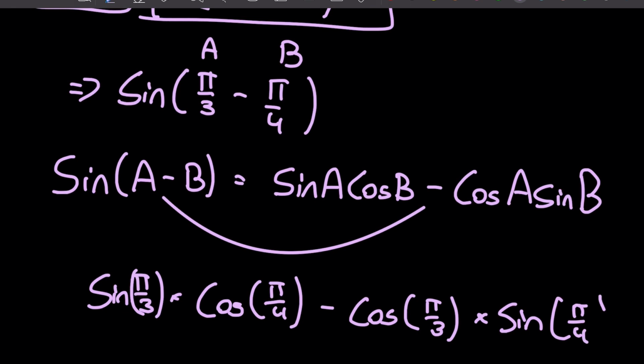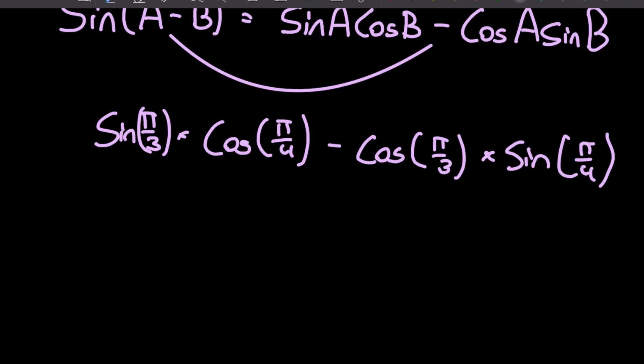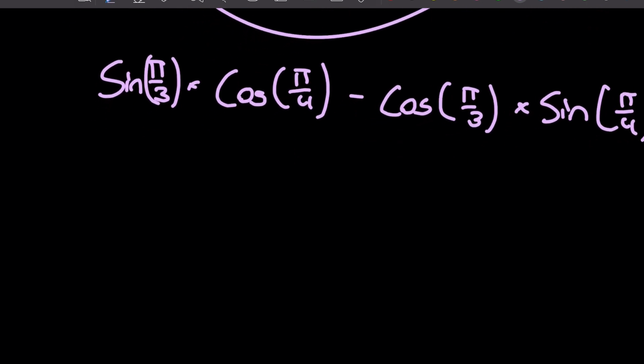Now all you have to do is recall these values. If you don't already know, I'll post a video just above this showing you a cool trick on how to remember these trigonometric values. I'll just add it to the beginning of the video, so it'll be easier for you. So pi over 3, as we know, 1 pi is 180 degrees, so pi over 3 is 60. So we want to find sine of 60.